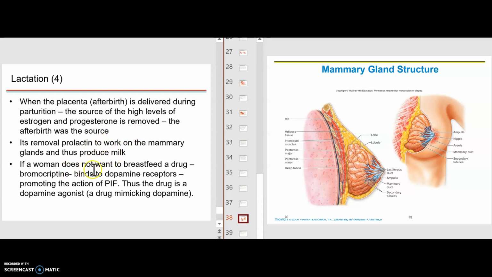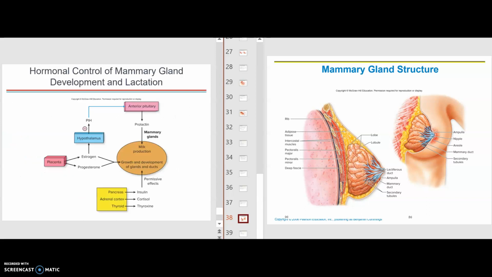Okay, if a woman does not want to breastfeed, a drug, bromocriptine, also called Parlodel, binds to dopamine receptors, promoting the action of PIF. Thus, the drug is a dopamine agonist. It works just like dopamine, and remember, dopamine was prolactin inhibiting factor. So here's a diagram of all of this we talked about that you can look at.